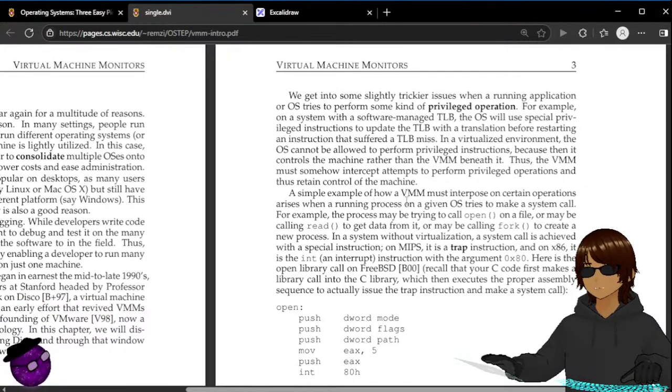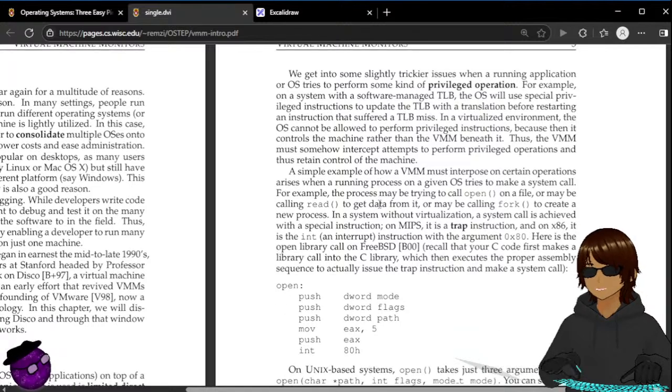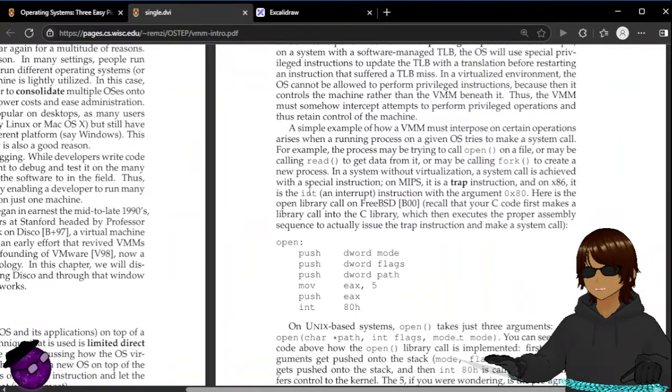A simple example of how a VMM must interpose on certain operations arises when a running process on a given OS tries to make a system call. For example, the process may be trying to call open on a file, or may be calling read to get data from it, or may be calling fork to create a new process. In a system without virtualization, a system call is achieved with a special instruction. On MIPS, it's a trap instruction. On x86, it is the interrupt instruction with the argument 0x80.